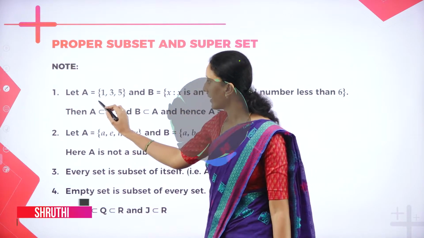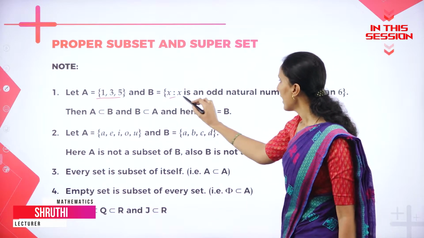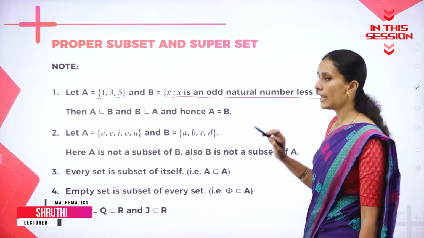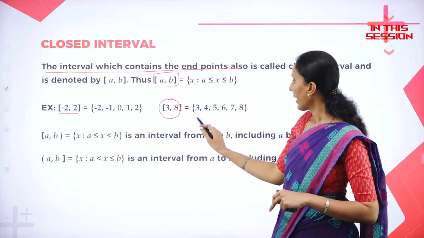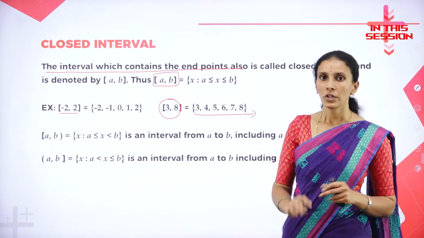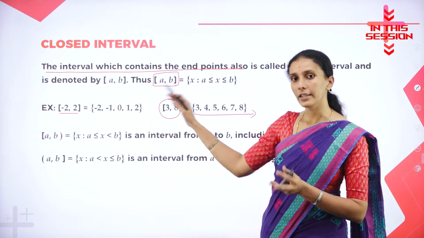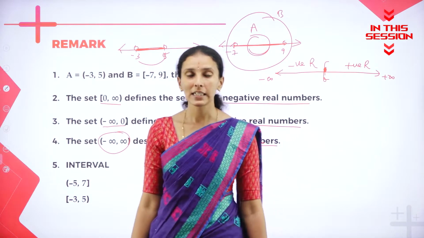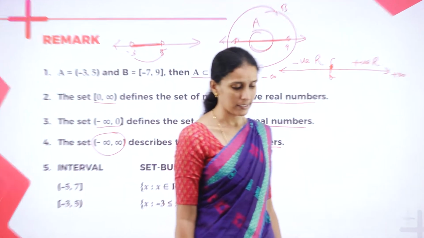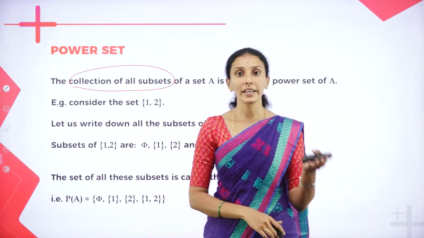Here I have taken an example: A is 1, 3, 5 and B is the odd natural numbers less than 6. A subset in an interval form, and this is in the roster form. So you can write this from roster to interval, interval to roster here again. Minus infinity to infinity in an interval form means the set of real numbers. Power set means the collection of all subsets of a given set.